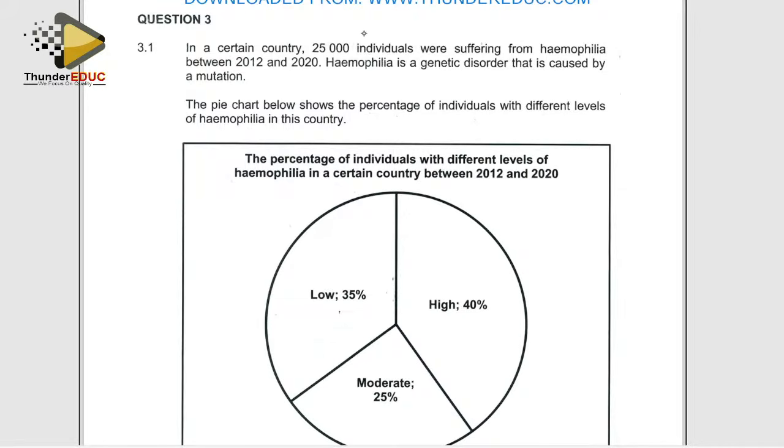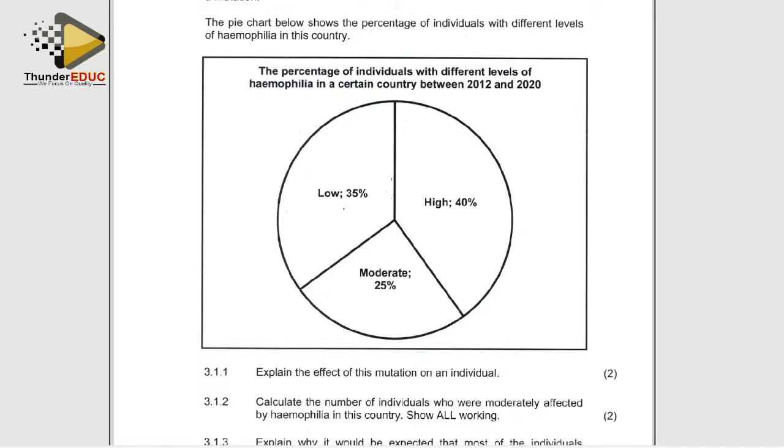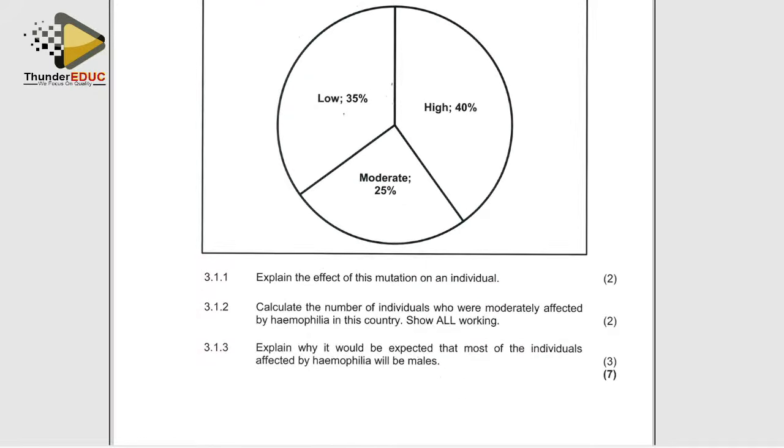In a certain country, 20 to 25,000 individuals were suffering from hemophilia between 2012 and 2020. Hemophilia is a genetic disorder caused by mutation. The pie chart below shows the percentage of individuals with different levels of hemophilia in this country. Explain the effect of mutation on individuals.